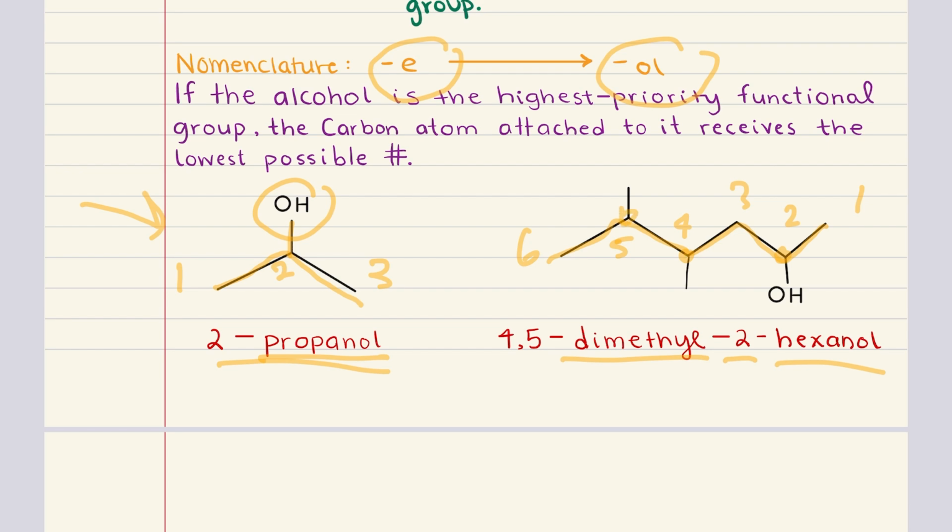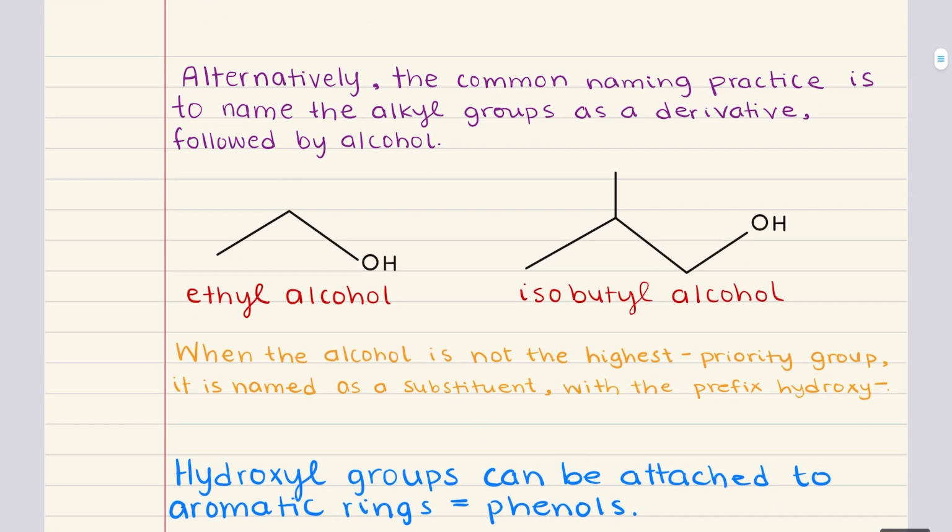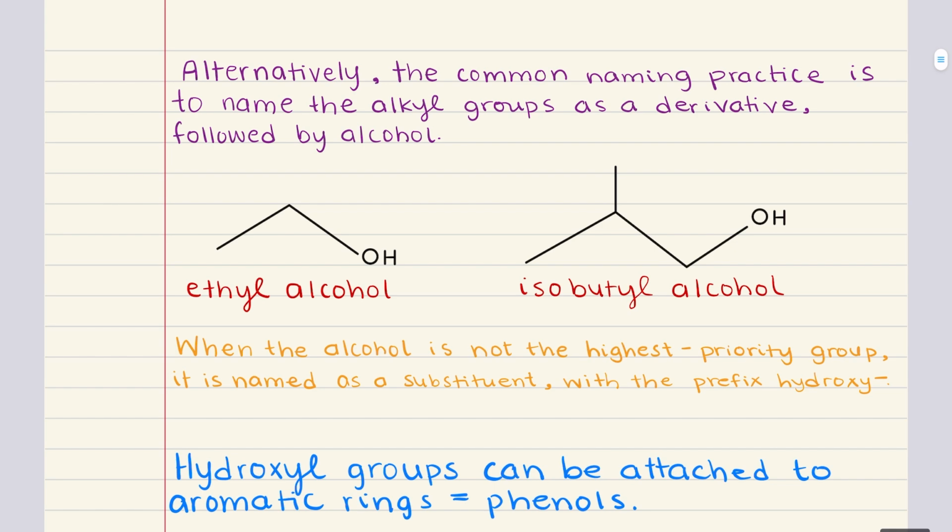So here, numbering in this way ensures that the functional group takes priority and that the substituents are correctly positioned in the name. Aside from the IUPAC method, there is also a common naming system where alcohols are named as alkyl derivatives followed by the word alcohol. This is frequently used for simple alcohols. For instance, ethanol is often referred to as ethyl alcohol, and 2-methyl-1-propanol is commonly called isobutyl alcohol.